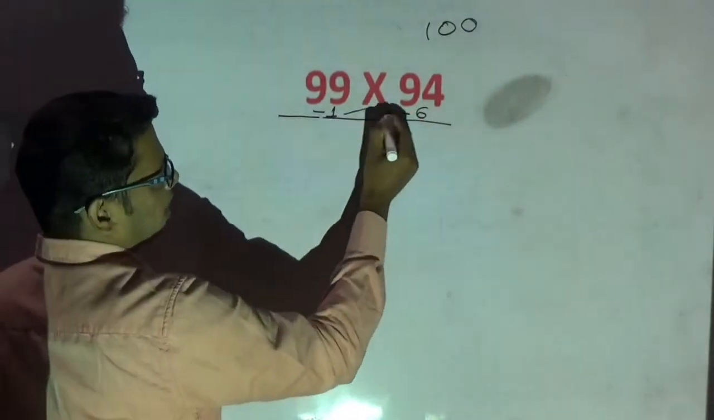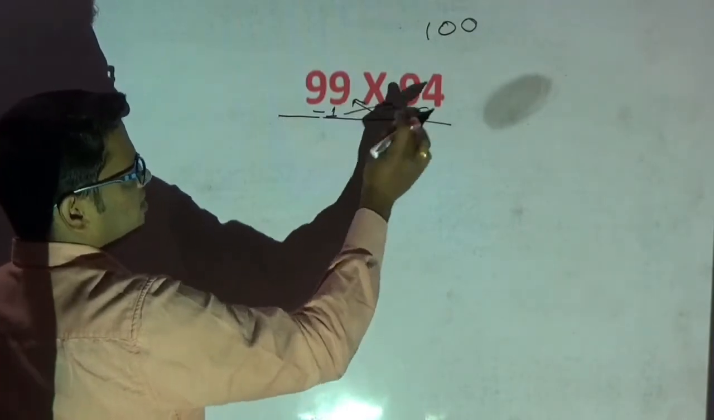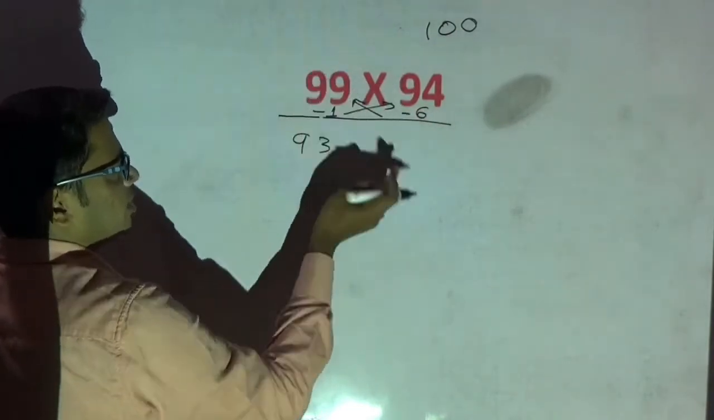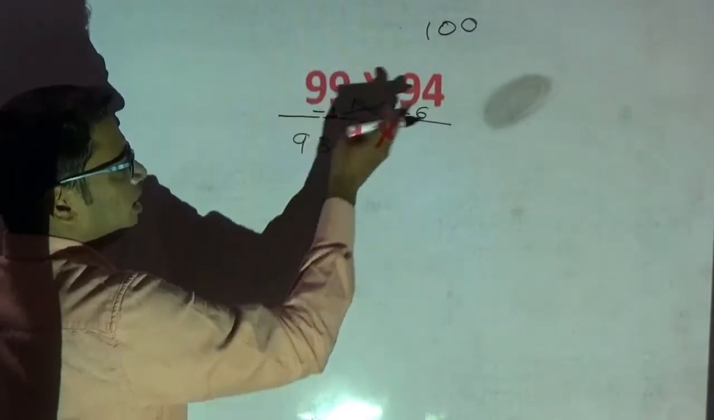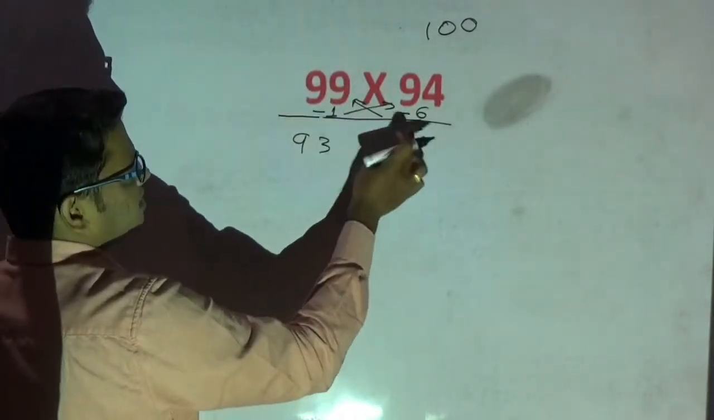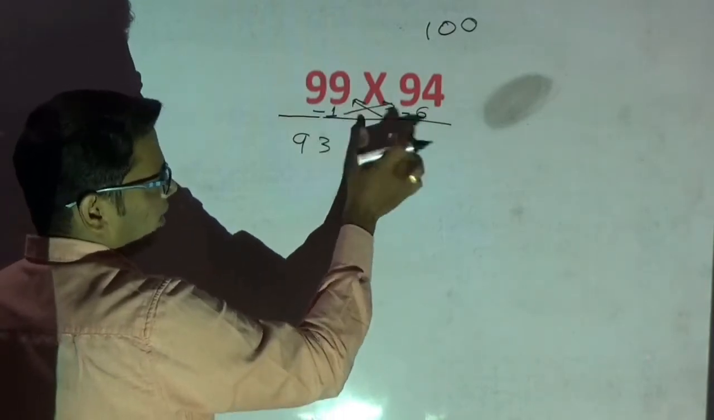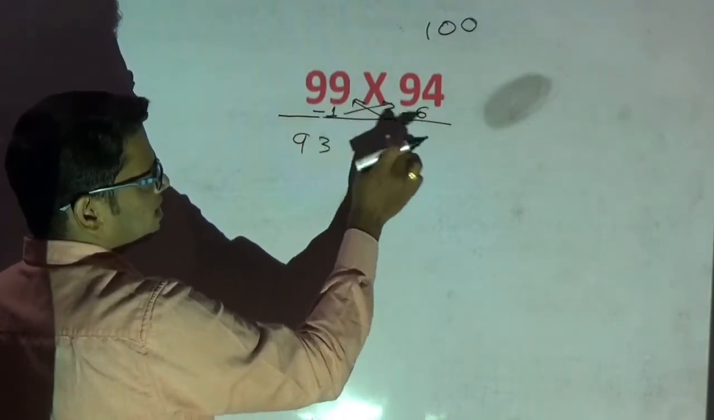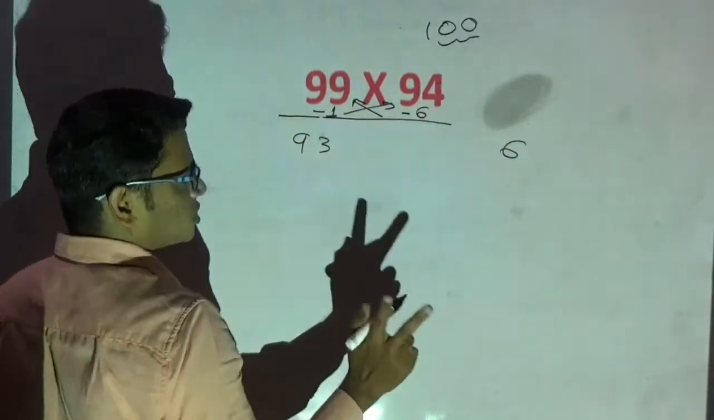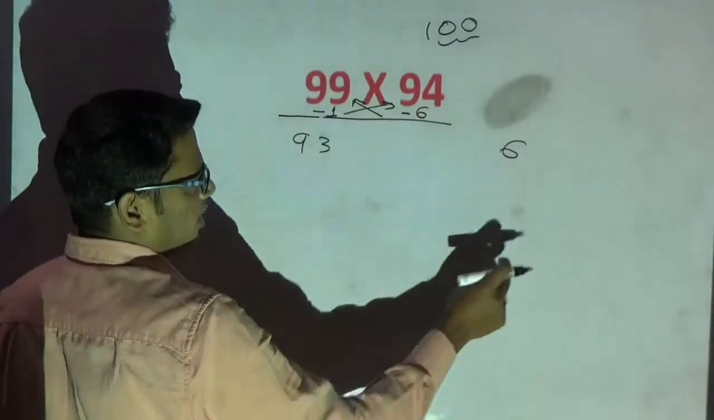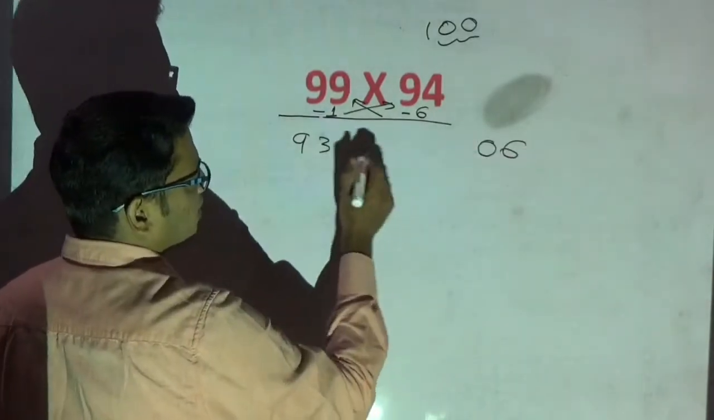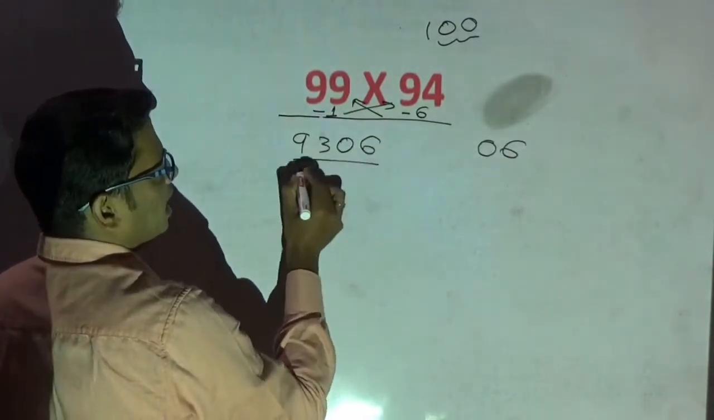Now you do cross subtraction, either this or this. 94 minus 1 is 93. Or 99 minus 6 is also 93. It's up to you. Then minus 1 into minus 6 is plus 6. But please see here, 100 has 2 zeros, so you have to get a 2-digit answer only. 6 is a 1-digit answer, but I will write 06 here. Now it is a 2-digit answer. So the answer for this example is 9306.